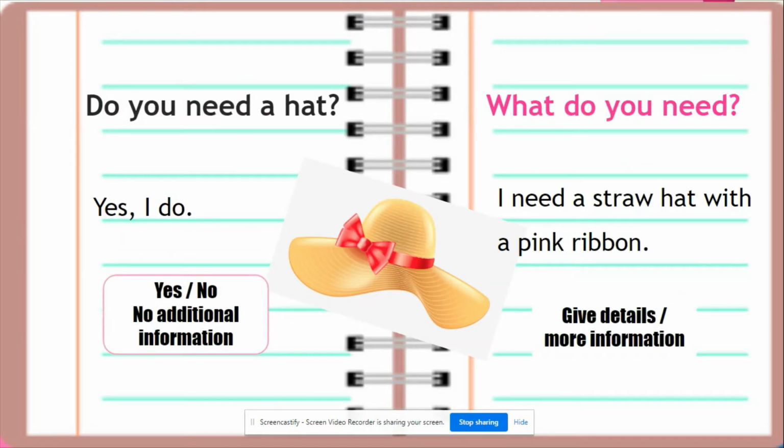Have you noticed the first one, do you need a hat, is a yes or no question. No additional information is needed or given. The second kind of question, what do you need, is asking for more details or more information. So you're going to be a little more elaborate when giving your answers.